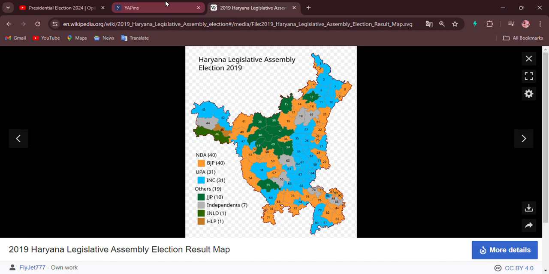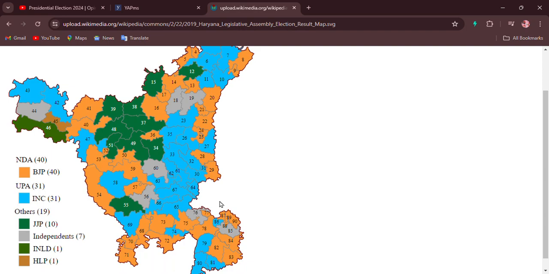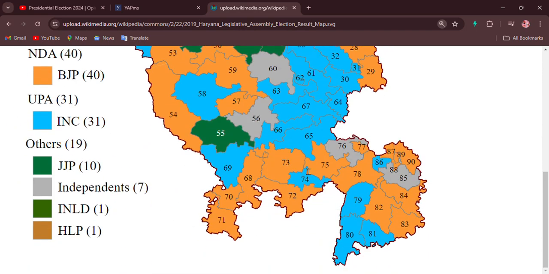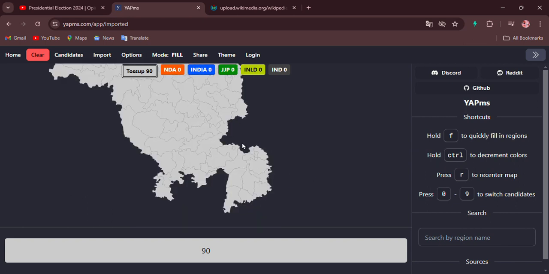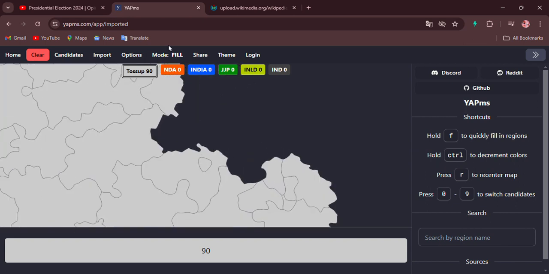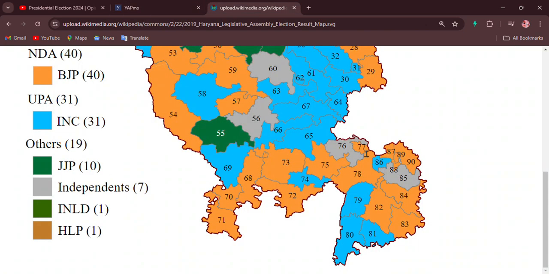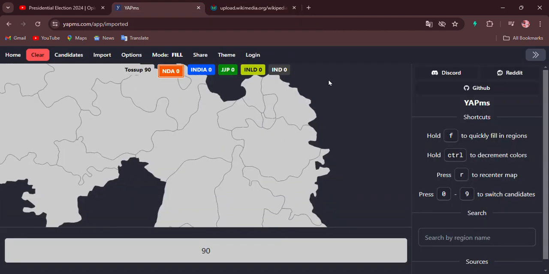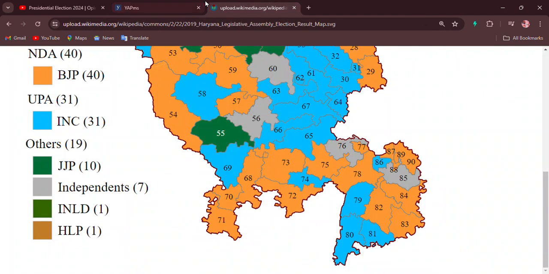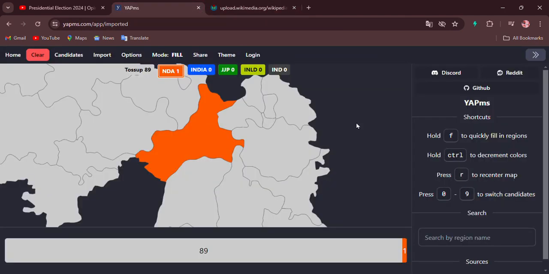So let's just start quickly with the map. First, we'll start with the industrial cities, first of all the hub of Gurgaon. Gurgaon has been the industrial hub of Haryana for a long time, and we can see that the NDA always gets good results in the Gurgaon corner. So I think it would remain the same in the industrial areas. A seat more or less can happen, but it would be the same here.